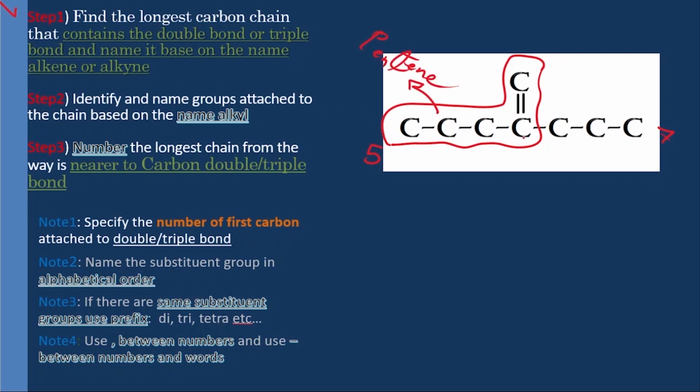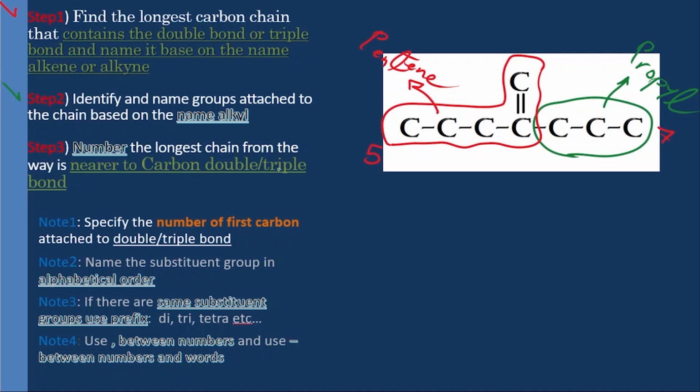In step 2, we have to find the name of the substituent group. Here we have 3 carbons that are not in our main chain, and we know the name of 3 carbons as an alkyl is propyl. So step 2 is done too.